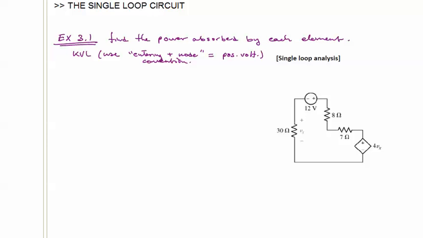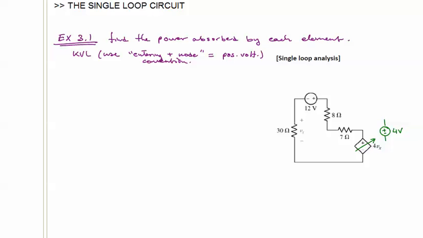We're going to solve a single loop circuit, and the circuit that is provided here includes a dependent voltage source, which we haven't yet talked about in class. So let's begin by just making this an independent voltage source, and then we'll come back and maybe solve it again with the dependent source.